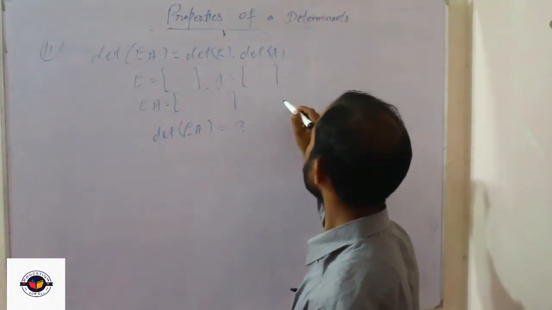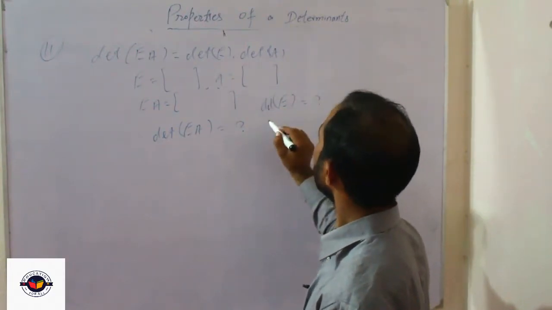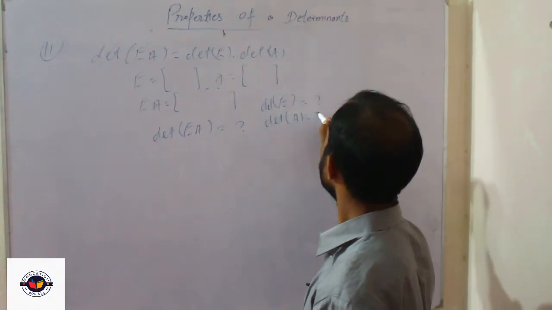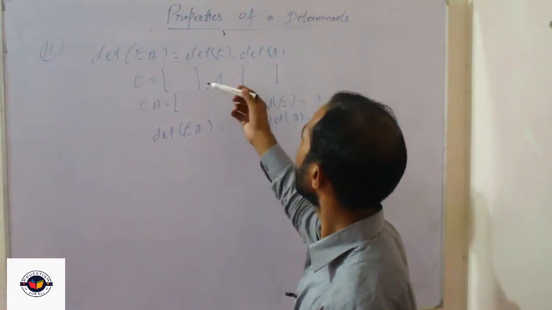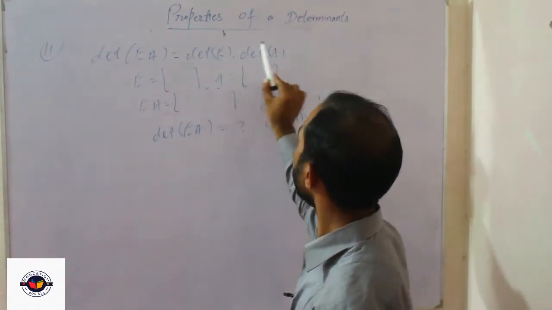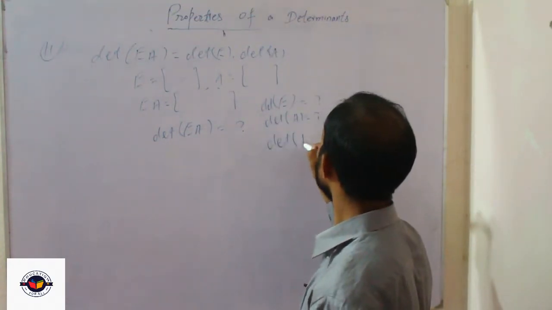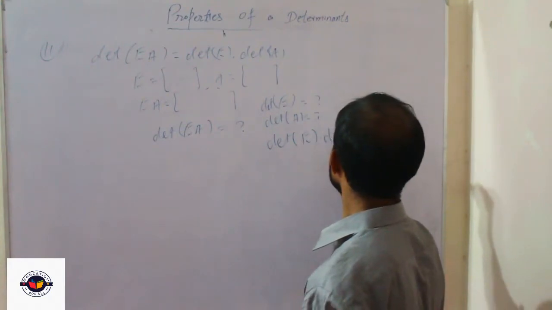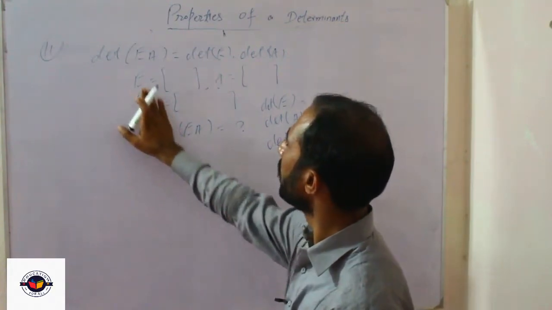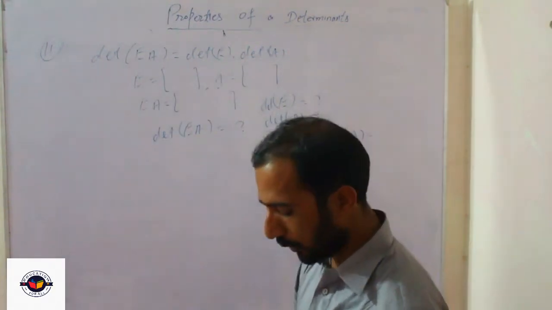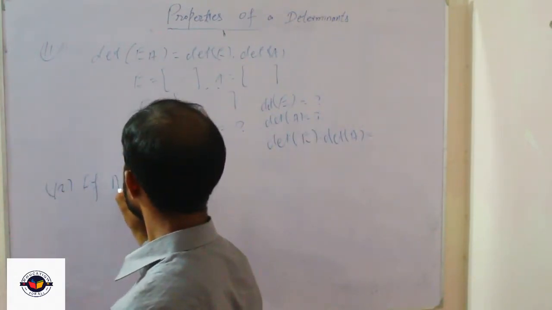Now individually, we first take the determinant of E, and then we take the determinant of A. After calculating the determinant of E and A, we multiply the determinant of E with the determinant of A, and we will see that the results of both sides will be equal.